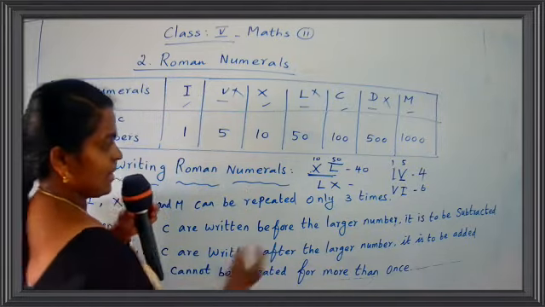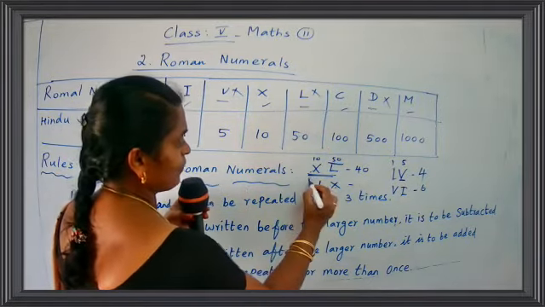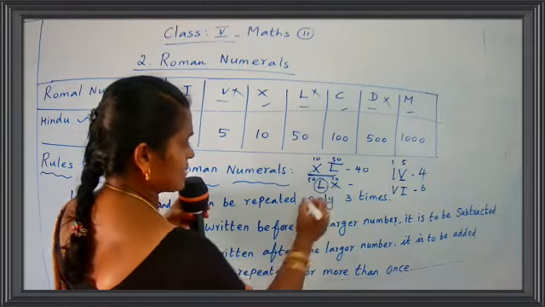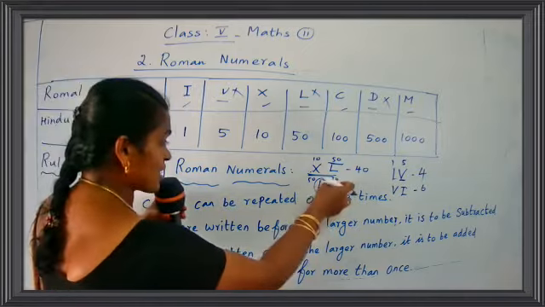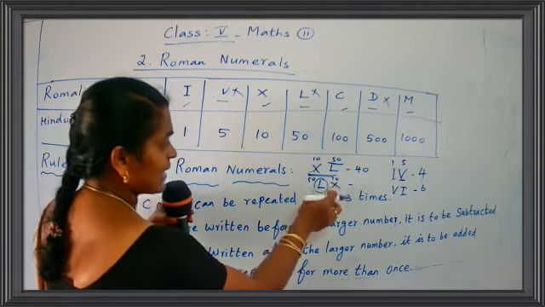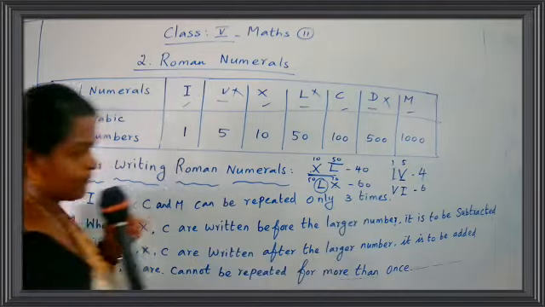Now one more example. LX. Here L stands for 50 and X stands for 10. Here the large number is L. Now X is written after the large number, so it is to be added. So 50 plus 10 is equal to 60. Understood?